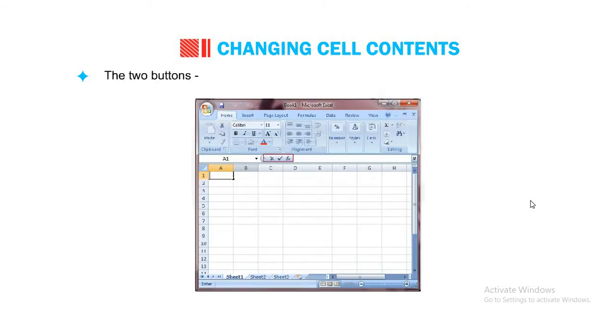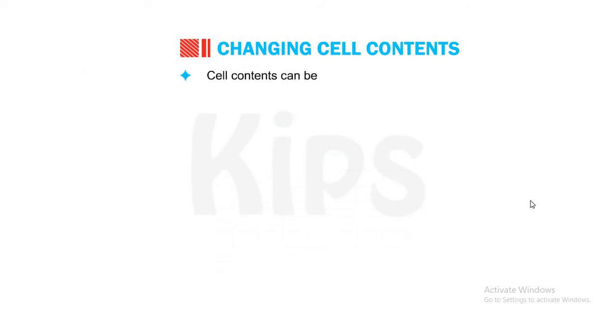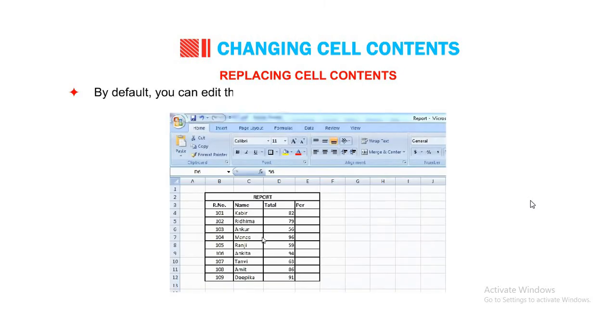The two buttons Cancel and Enter are present on the left of formula bar. Cell contents can be modified in two ways. Replacing cell contents using Edit mode. First, let us find out how to replace cell contents. By default, you can edit the cell contents directly and replace them with a new entry.